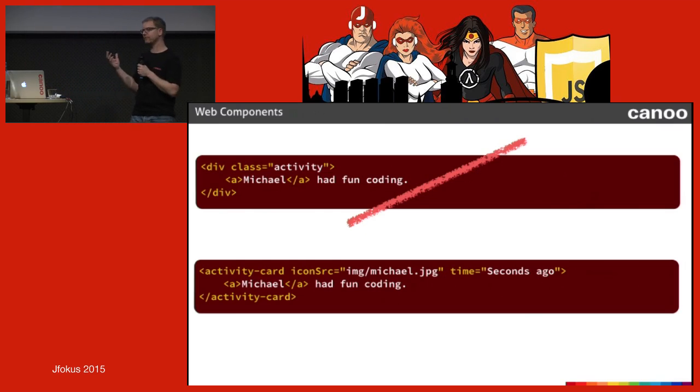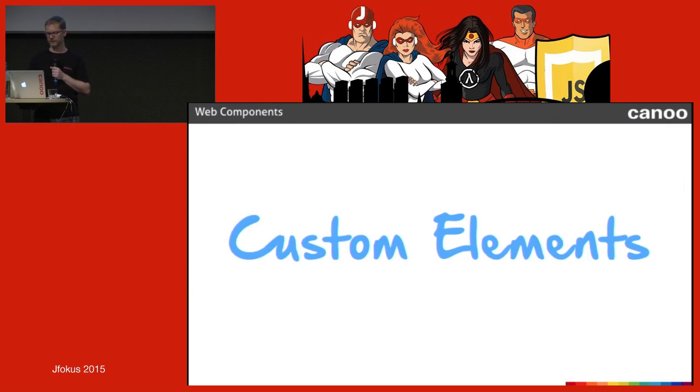We want to have a meaningful tag which shows us exactly what we want to do, plus some attributes that have meaning, so that we can specify the icon source and the timestamp. We can just look at it, and even though you may have never worked on this application before, you know exactly what the thing is doing. Custom elements provide us this functionality. So how can we use them?